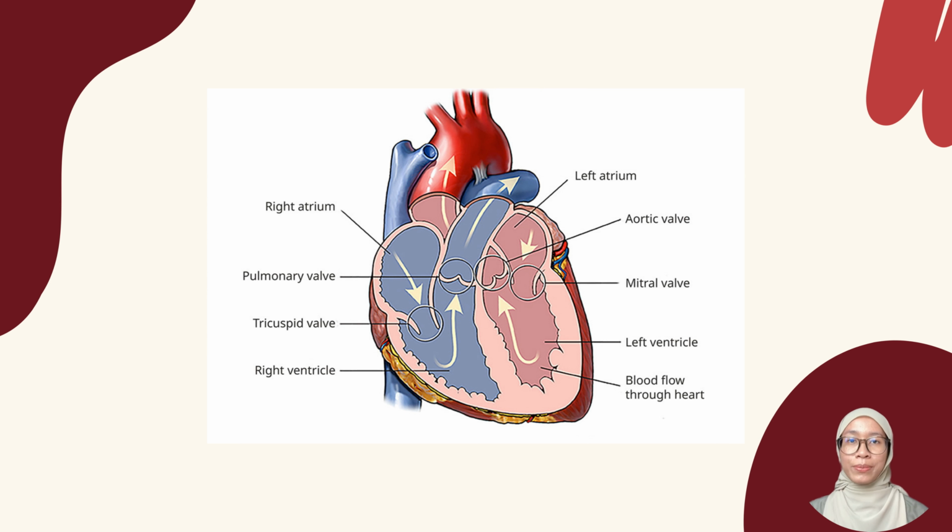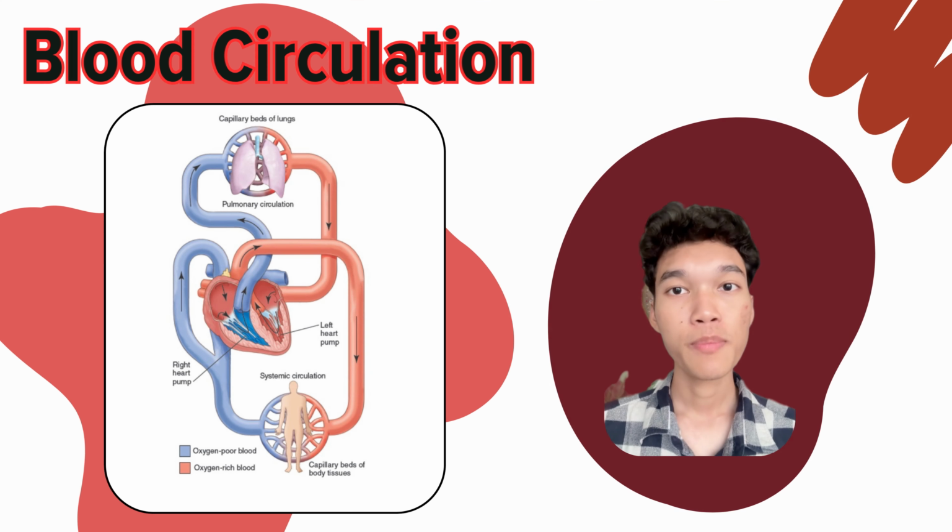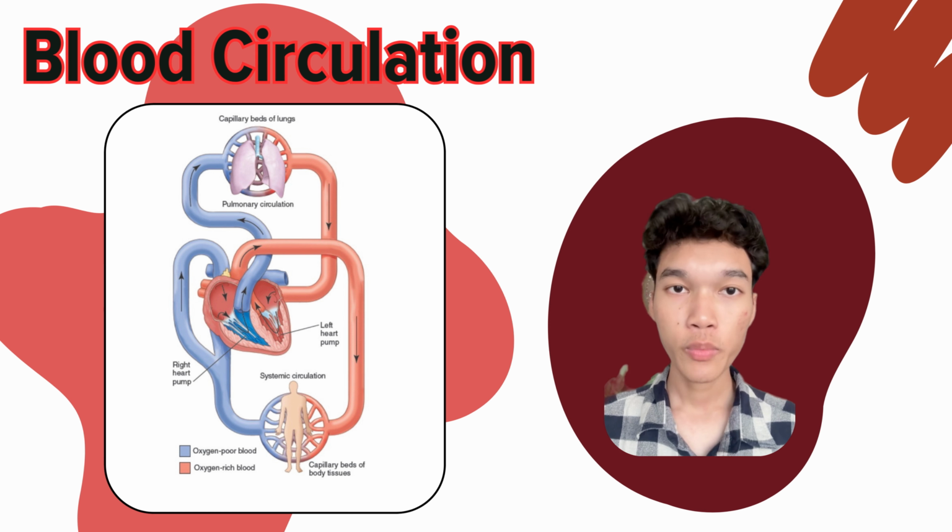In summary, the heart's chambers pump blood, and the valves ensure the blood moves forward without leaking backward. This image shows the process of blood circulation in the human body.